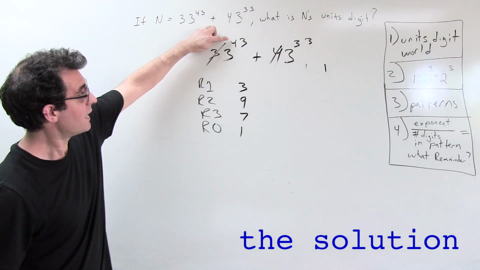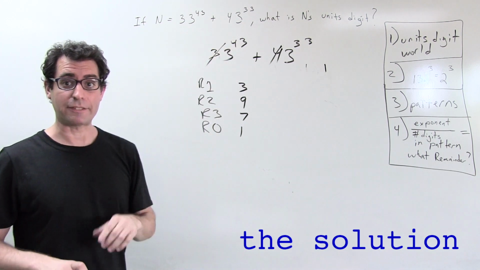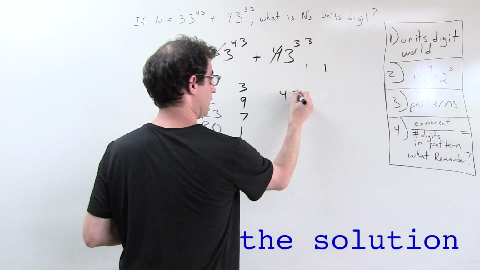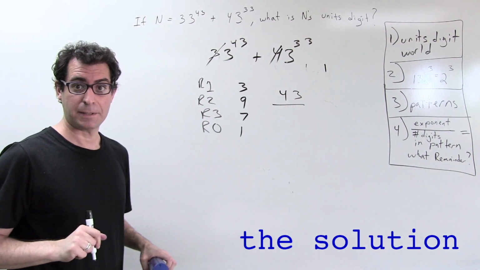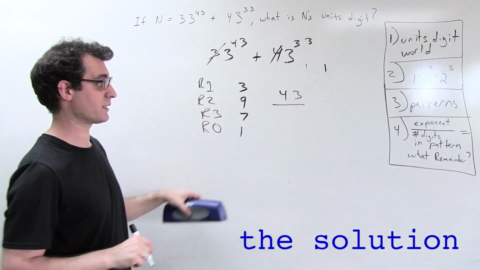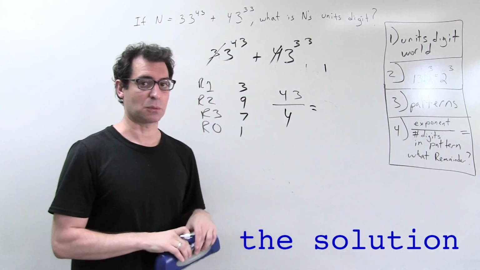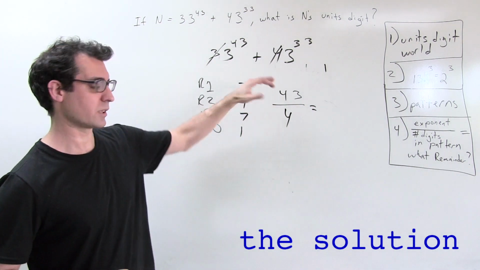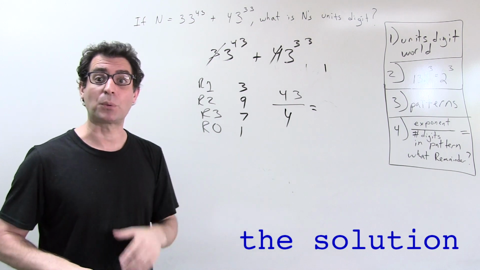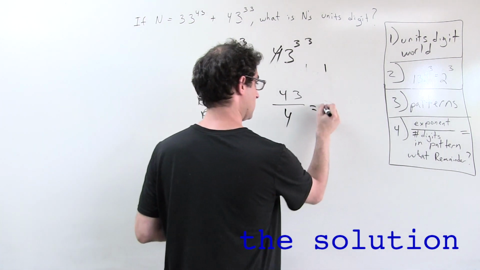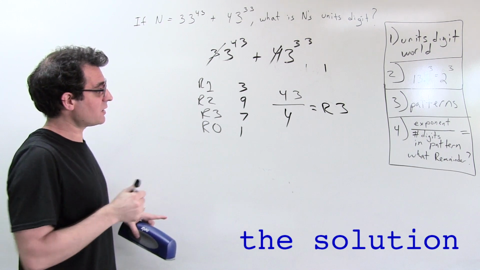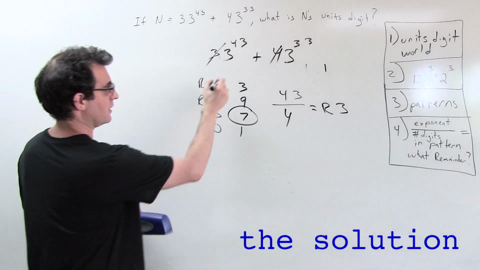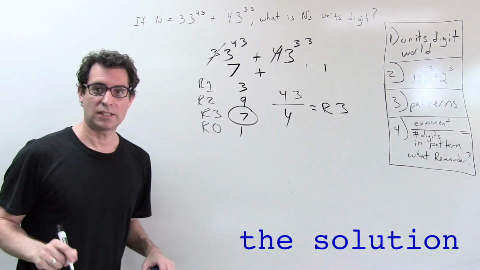Cool. Now, next step. Take the exponent, divide it by the number of digits in our pattern. So we take 43 and we divide it by how much? 4, because there's 4 digits in our pattern. I don't really care what the quotient is. I really care what the remainder is. So it's true that 4 goes into 43 10 times, but more importantly, the remainder is 3. What's our units digit? Remainder 1 is 3, remainder 2 is 9, remainder 3, 7. Our units digit is 7.